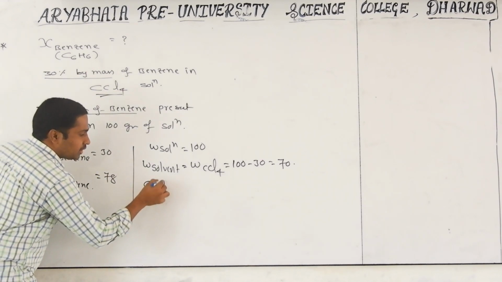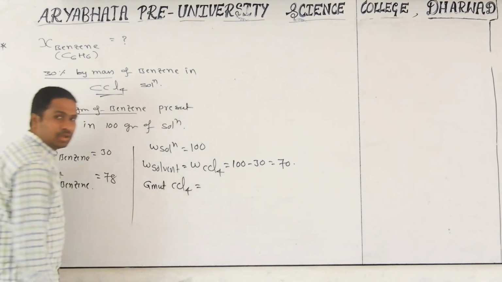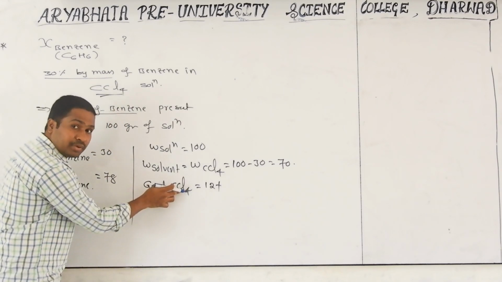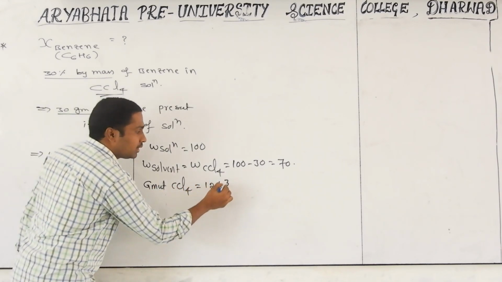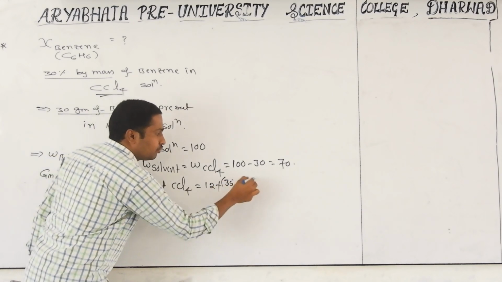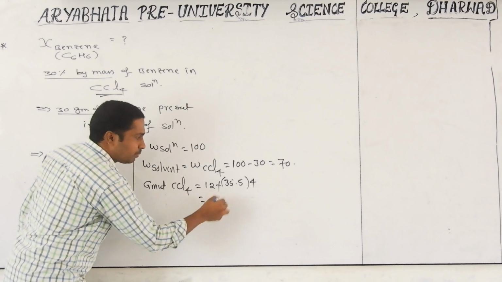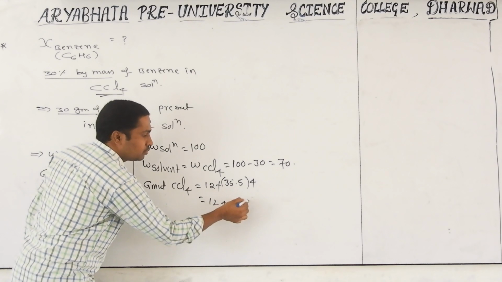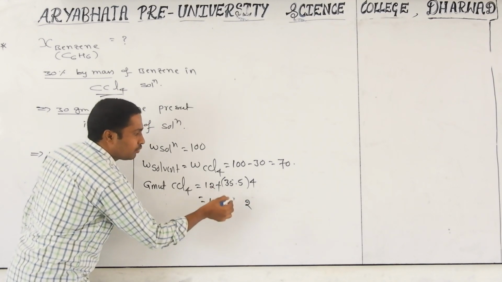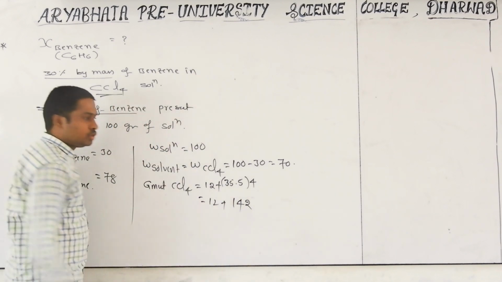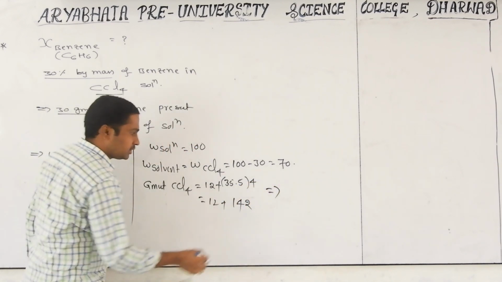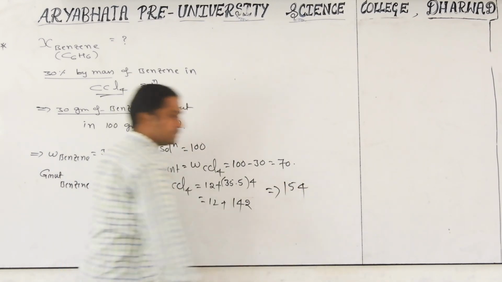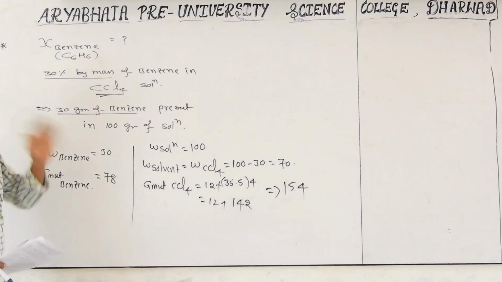Immediately you have to do one more thing. It is the gram molecular weight of CCl4. 1 carbon is there, 12, plus each chlorine 35.5, how many times? 4 times. 35.5 into 4 is 142. Together we are getting 12 plus 142, its molecular mass is 154. Yes, 154.